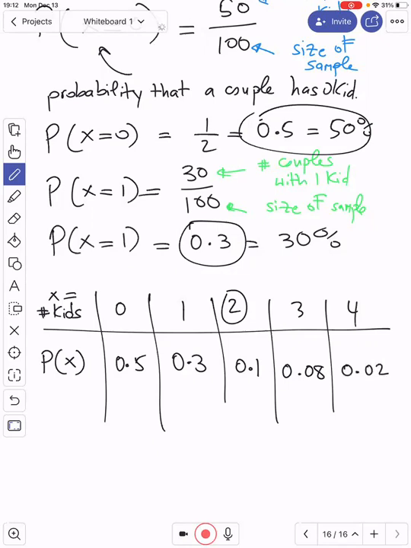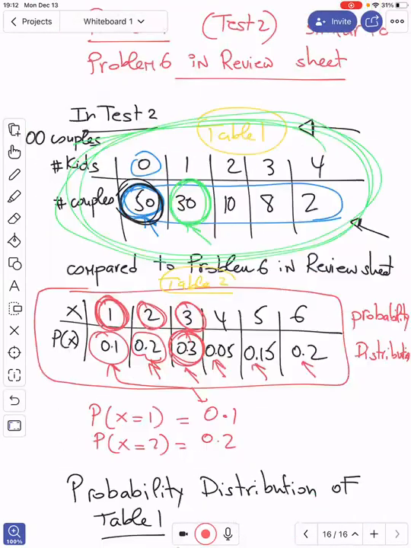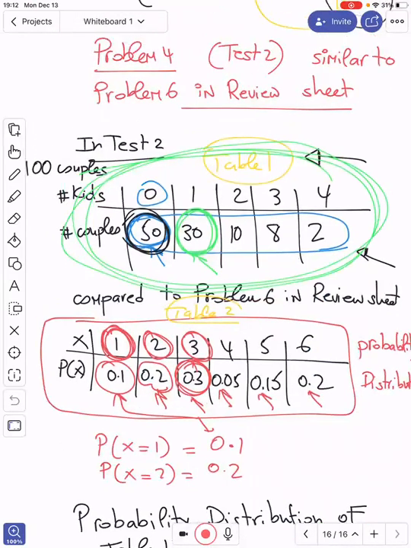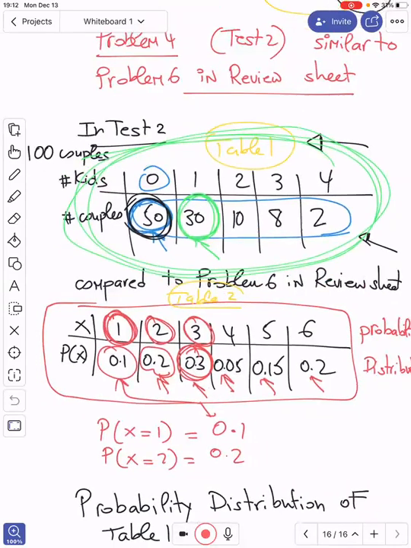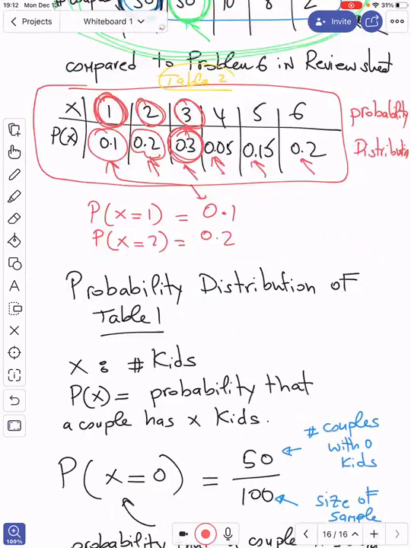That's what I call the probability distribution. Any questions, guys? I hope you see the difference between the 2 tables. The first table is not a probability distribution, it's just the number of couples with X kids. Table number 2 is what I call a probability distribution.